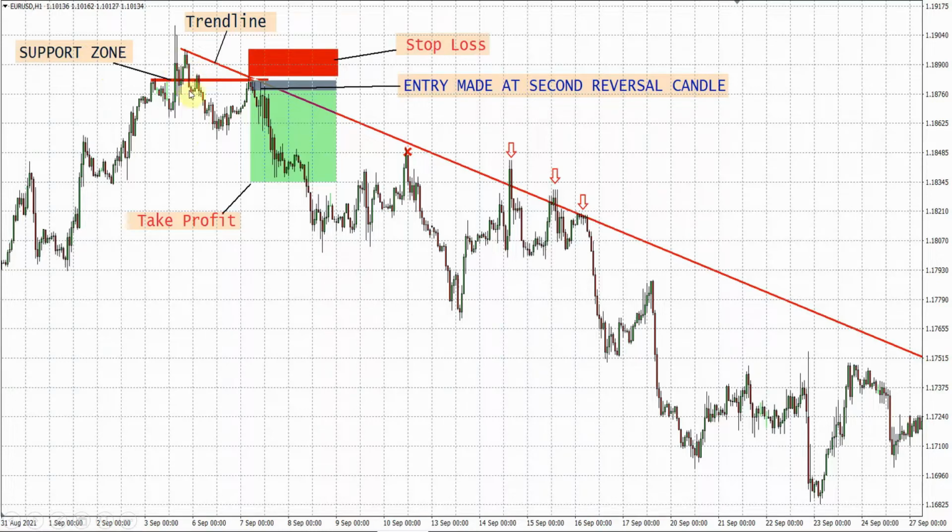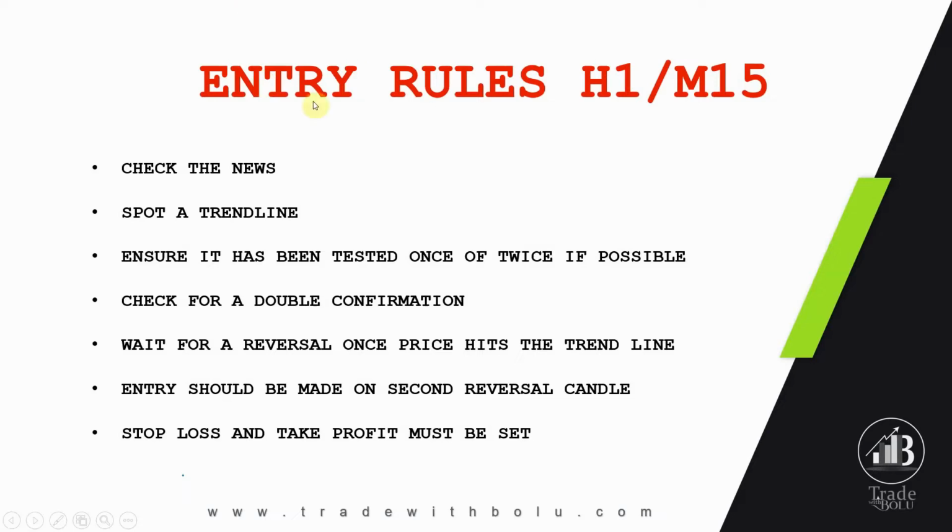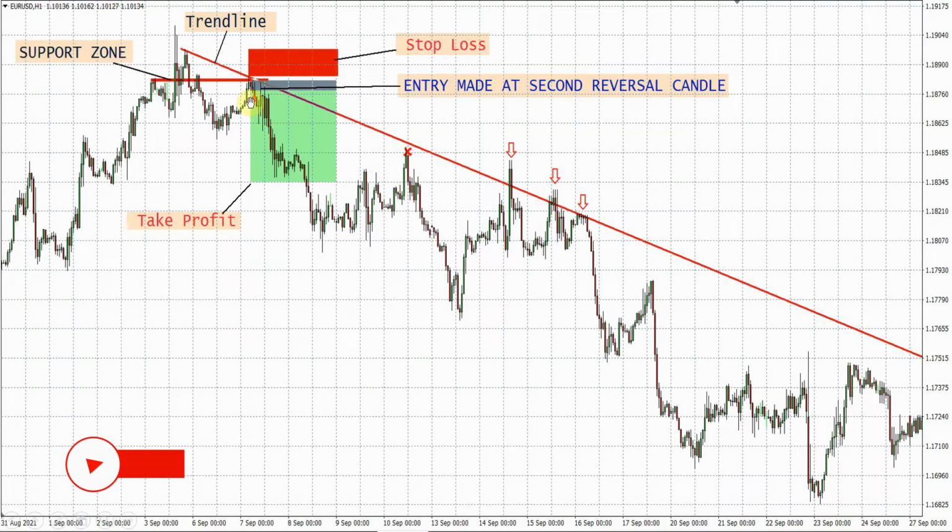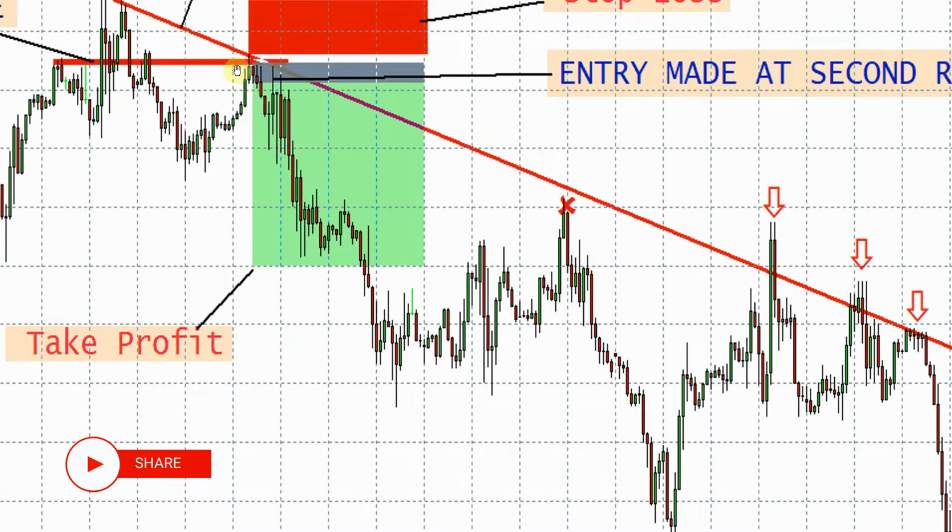All right, so you can see that this is very, very reliable as a double confirmation, this resistance zone here. And that's our double confirmation in this case. Wait for a reversal once the price hits the trend line. So I'm going to zoom in again so you can see that clearly. The price hit the trend line the very first time here.